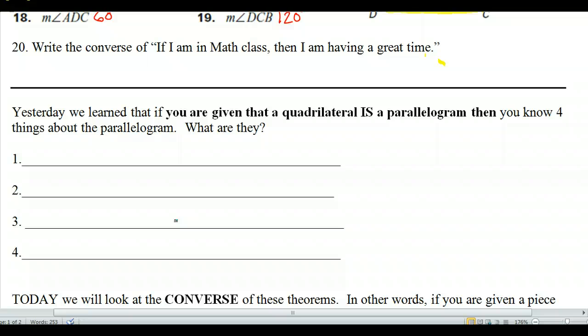So first, can anyone tell me what the definition of a parallelogram is? Only Jet? Not even Jet. Nobody can tell me what the definition of a parallelogram is? Okay, I haven't heard from Mason yet. A quadrilateral where both pairs are parallel.